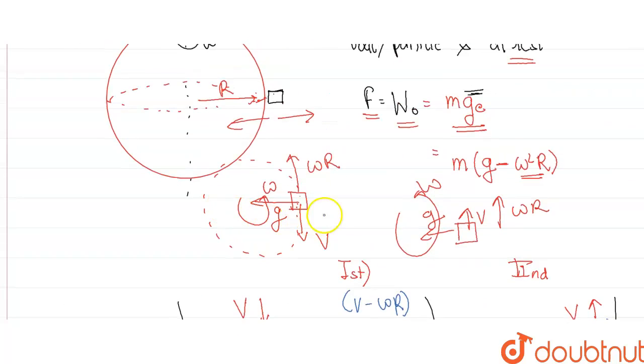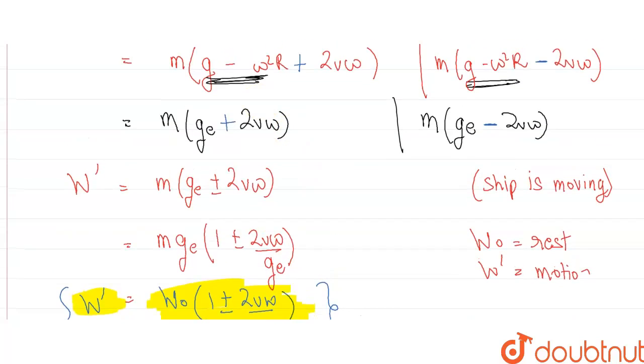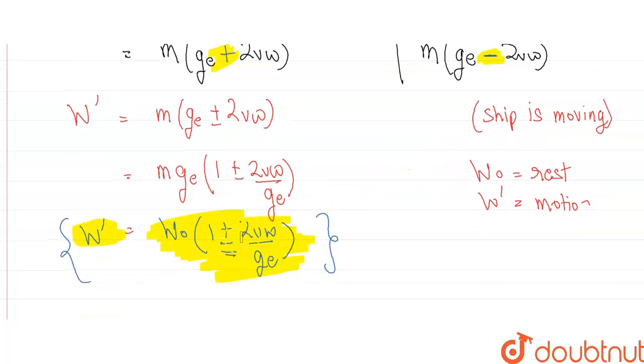When the ship was sailing in the opposite direction of omega r, then the plus sign came, and when the ship was in the same direction of omega r, the negative sign came. Okay, got it. That was the significance of plus minus and the equality which I was asked to prove, or I say the expression which the question asked is this.